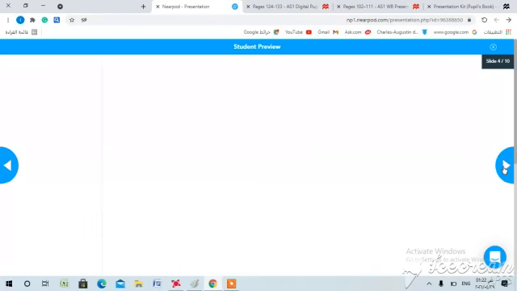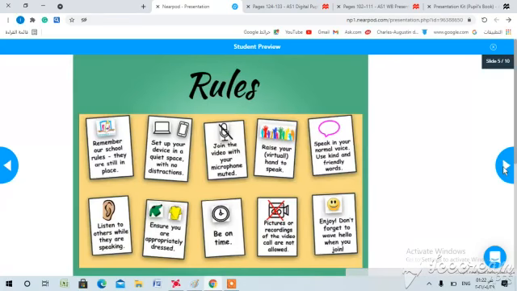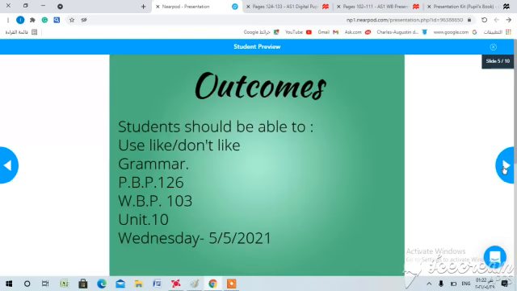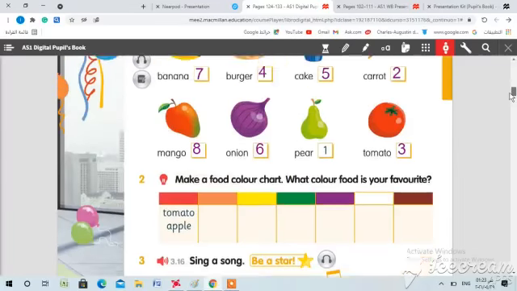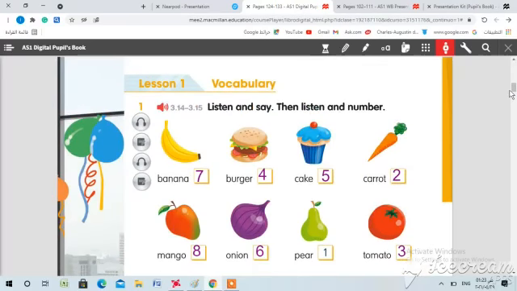Today inshallah, students should be able to use like and don't like. Grammar, Unit 10, Pupils Book page 126, Workbook page 103, Grammar Time, Unit 10. Today is Wednesday, 5th of May 2021. Now please open your pupils book, page 121. Before we start a lesson, let's make a quick revision for the words.